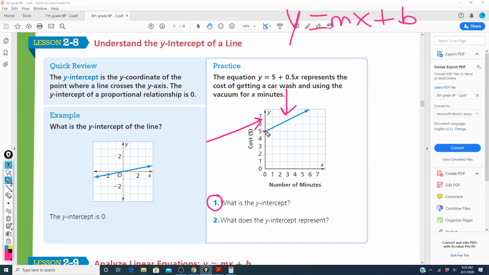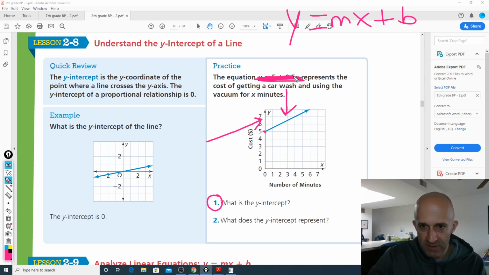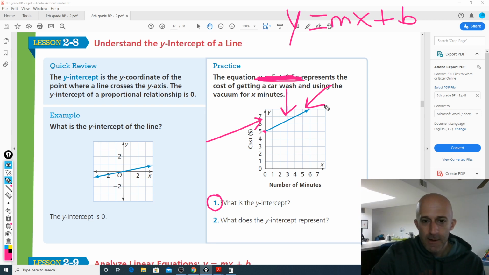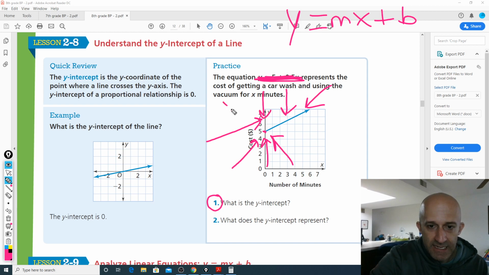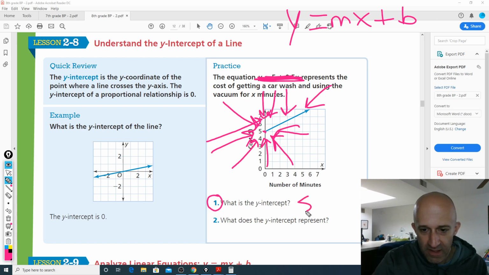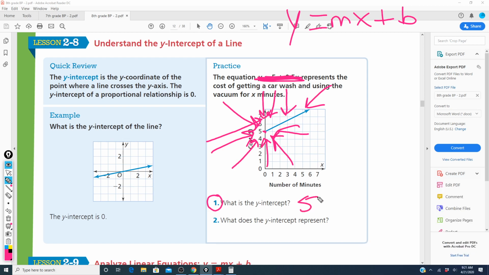If you did not even know this part right here, you crossed this out and you were just looking purely at this graph, if it asks you what's the y-intercept, it's where the line touches that y-axis. I can't draw enough arrows to explain that: the y-intercept is where it crosses or touches the y-axis. That y-intercept is at 5.